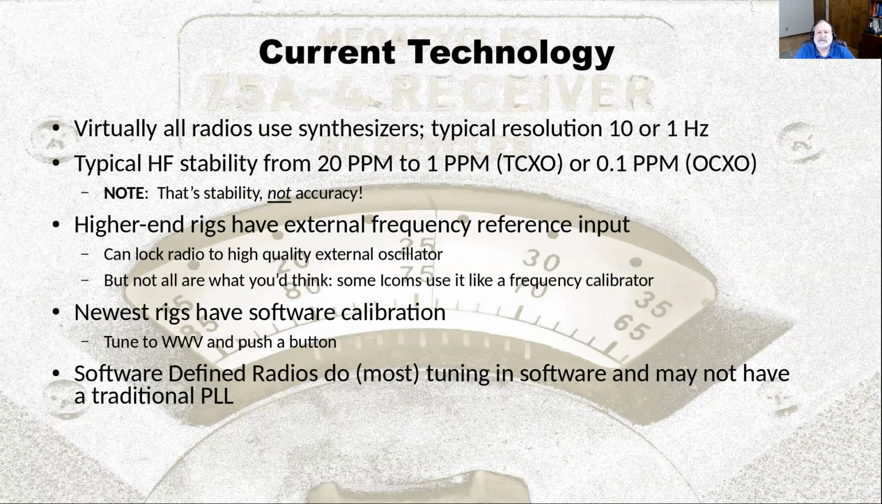HF rigs have a typical resolution of 10 hertz or sometimes even 1 hertz. The typical stability, which is coming from that crystal, not from a VFO anymore, is from 20 parts per million, which is about 200 hertz at 10 megahertz, down to 1 part per million if there's a temperature compensated crystal oscillator in a more expensive radio, or 0.1 ppm or even better if the radio uses an oven controlled crystal oscillator that keeps the temperature extremely stable.